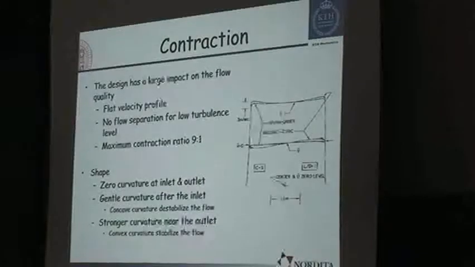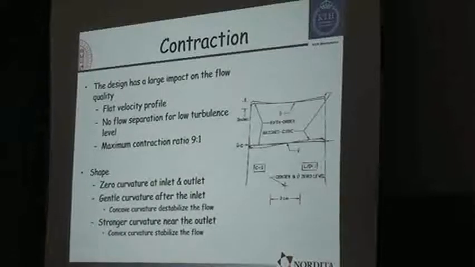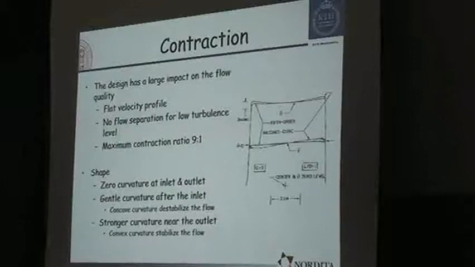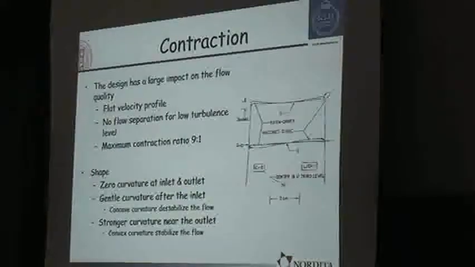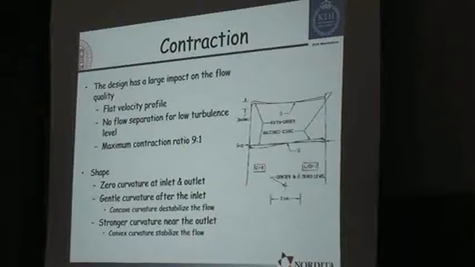Then also with the contraction you increase the flow quality. So these are the two effects. Now the maximum contraction ratio which brings something positive to the flow quality is 9 to 1. It doesn't really serve to go to a higher contraction ratio. The main goal of the contraction is to generate a flat velocity profile at the inlet, and you want to avoid separation in the contraction in order to have a low turbulence intensity level.